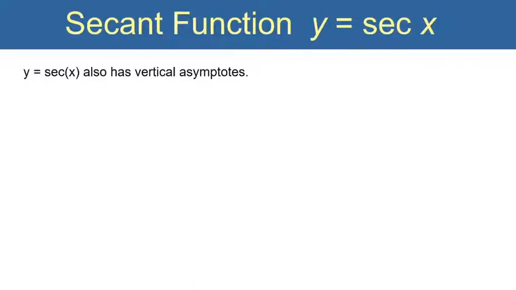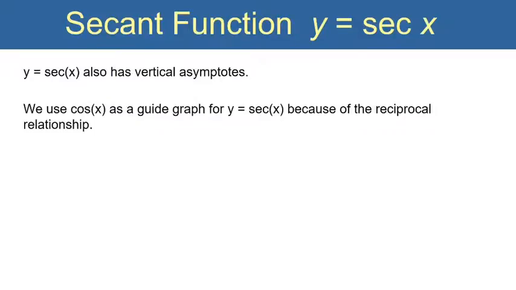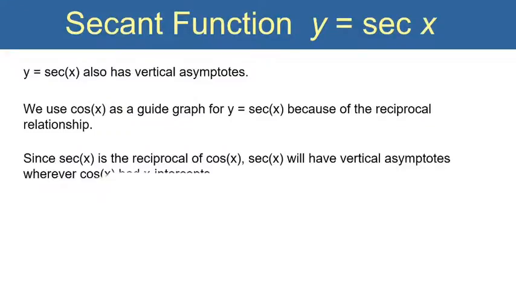Now while we're at it, let's go ahead and pick up the secant function. Secant also has some vertical asymptotes. We use cosine as a guide for the secant graph because of that reciprocal relationship. And since secant is the reciprocal of cosine, secant will have vertical asymptotes wherever cosine had x-intercepts. It is exactly the same idea that we saw with sine and cosecant.